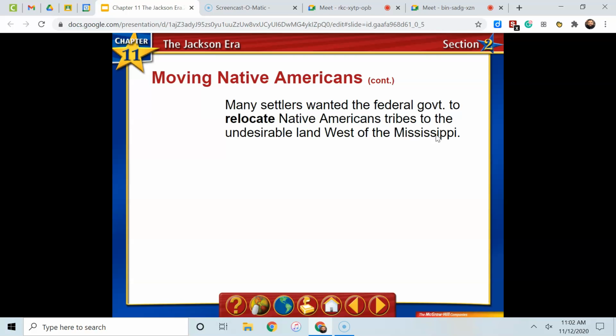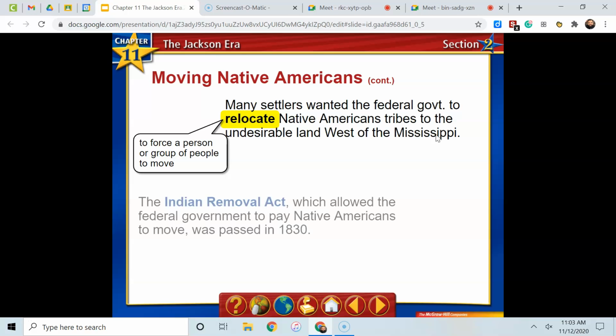So, this is all going to begin because many settlers wanted the federal government to relocate Native American tribes to less desirable land west of the Mississippi River. Just a reminder for vocab, relocate means to force a person, or in this case, a group of Native people, to move. And so that's certainly already a really contested idea. Should the federal government be able to do that if it thinks it's in the best interest of the country? And certainly we could argue the merits, I think, of both sides.